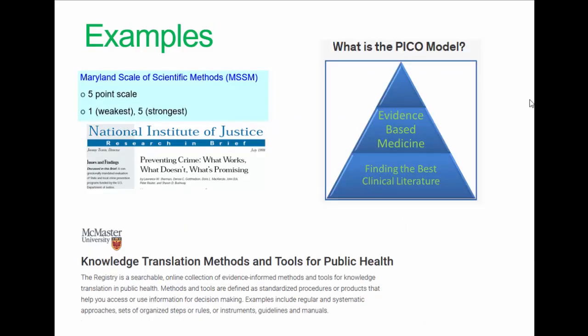I'm mostly going to concentrate on the CASP model here, as it is one of those widely used and is quite straightforward. Many other models are available, such as the Maryland scale, which has been used a lot in criminology, and PICO from evidence-based medicine. This McMaster University resource is a good source of background and range of methods. Because you are using this as a method, of course you should reference the method and get some background on what it is and why you're using it.